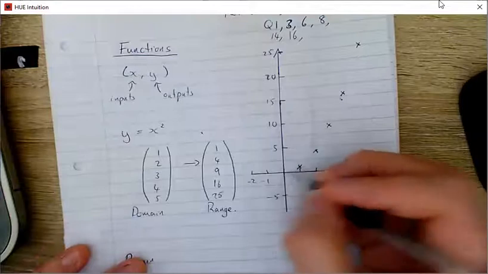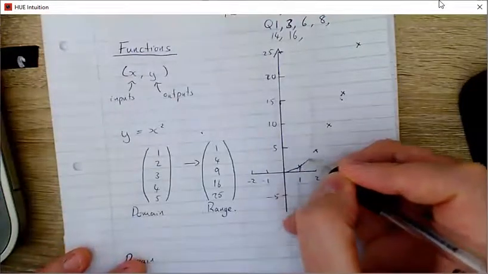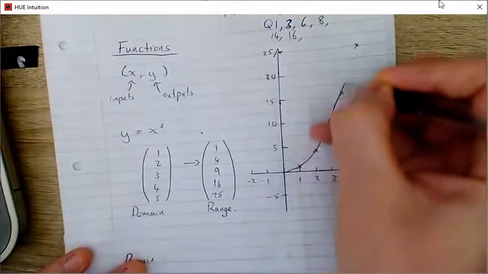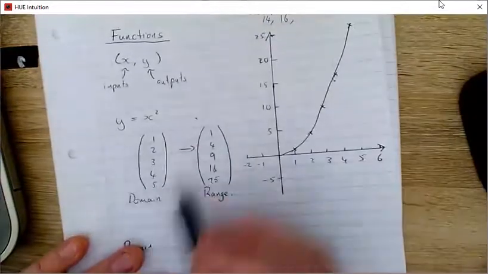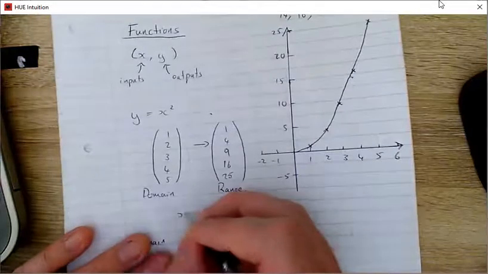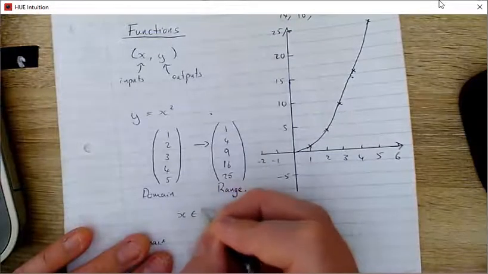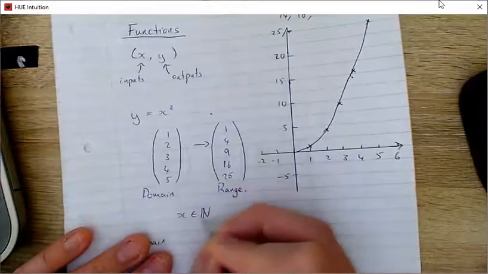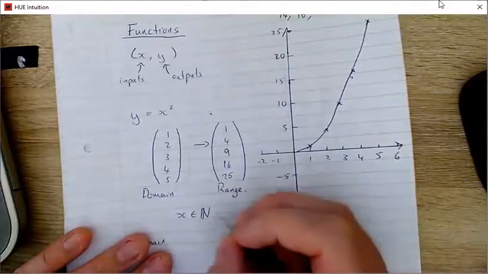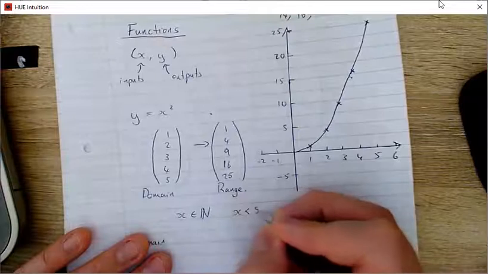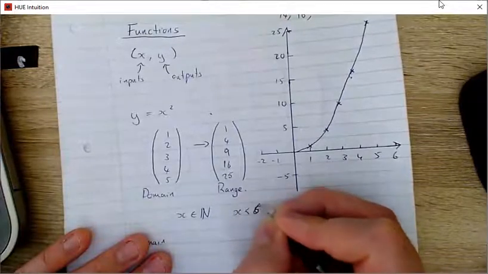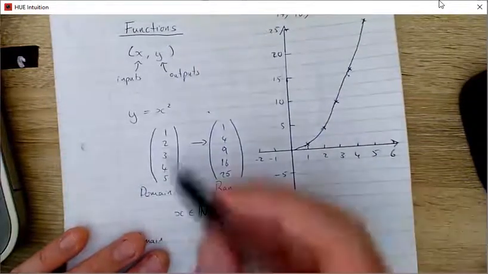If you were to take this and join it all up, you'd be changing the function slightly. Here, you'd say my domain is the x values, which are integers or whole numbers, and again, page 23, you'll see that, and are less than 6, or less than or equal to 5, maybe. That's how you define this domain.